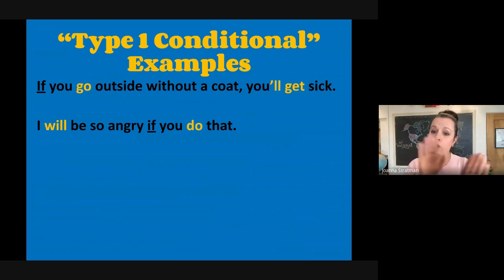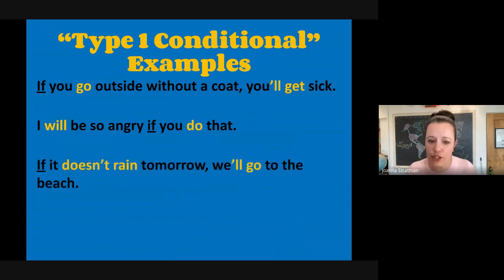You can also switch it around, my friends. For example, you can say, if you do that, I will be so angry. So it's possible to keep them with if at the front, or it's possible to put if in the middle, but make sure that if stays with the present simple.